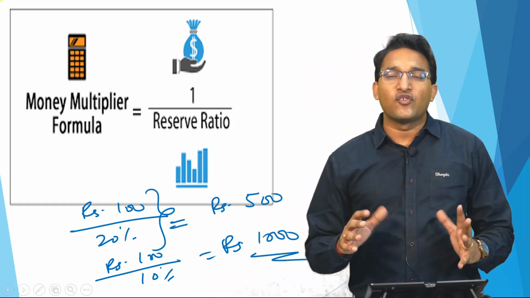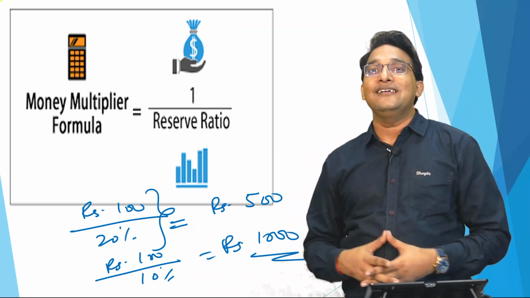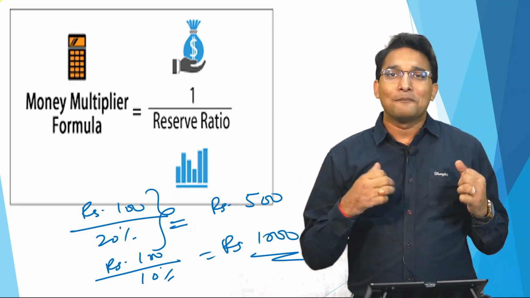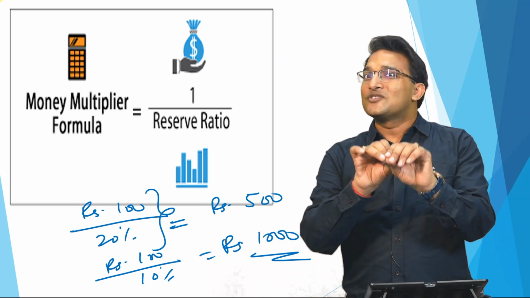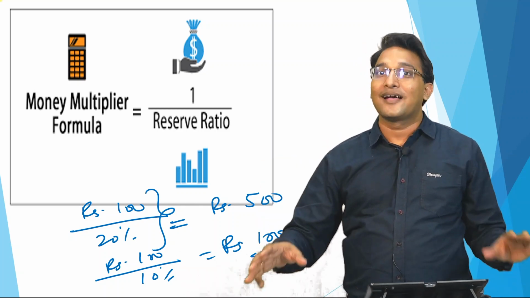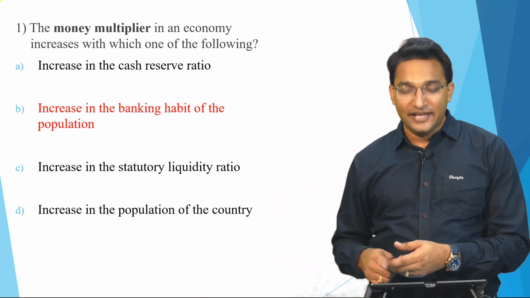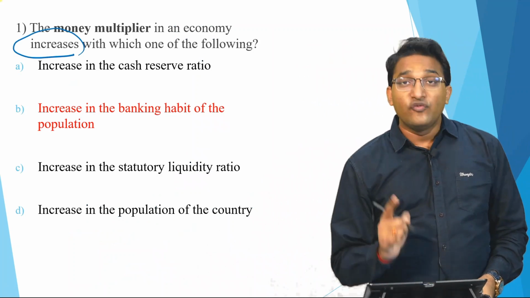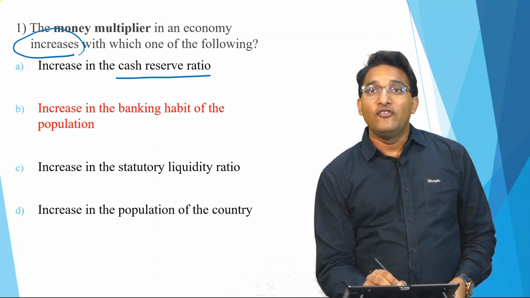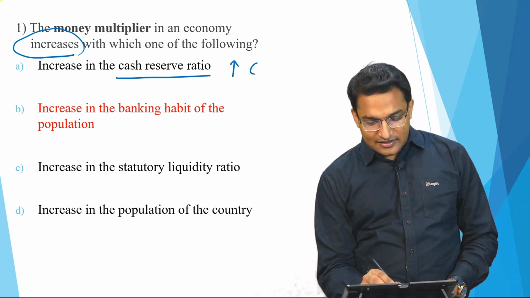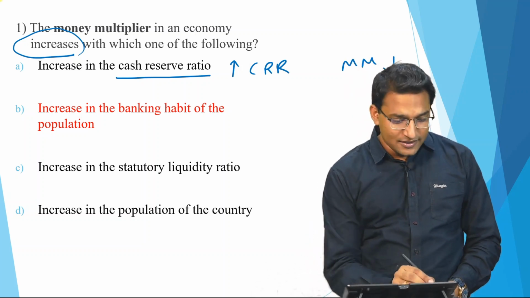Now let us come to the question. I have explained this question from all the possible dimensions. I know this has taken some time and you may not have expected this much time for discussing this question, but my purpose was to ensure that each of your concepts is clear, because this question seems very simple. It is simple but conceptual also. Coming back to the question: money multiplier in an economy increases with which of the following? First is increase in the CRR. We have already seen, if CRR increases, money multiplier decreases. So this answer is wrong.